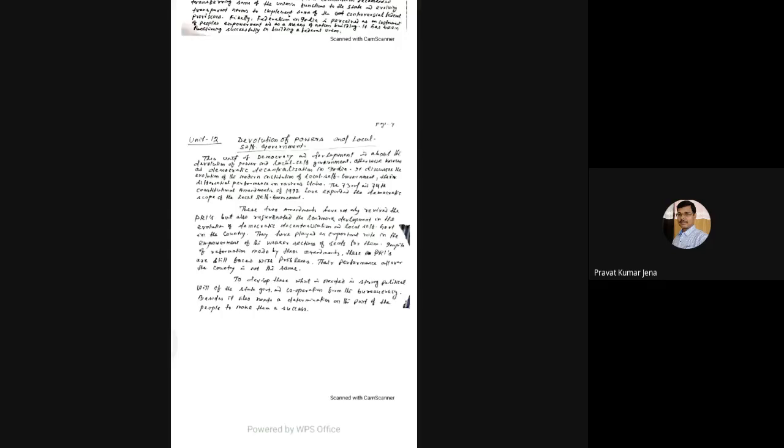And I will give emphasis on the revamping of the PRI institution under the 73rd and 74th amendments, because the past PRI system was somewhat defective. The Balwant Rai Mehta Committee gave a report to rejuvenate this particular system, and accordingly it was passed in the 73rd and 74th amendments. The 73rd amendment is related to rural panchayats and the 74th amendment is related to urban panchayati raj or urban local self-government. The 73rd is related to rural local self-government.